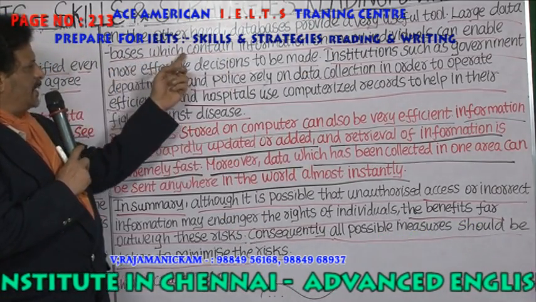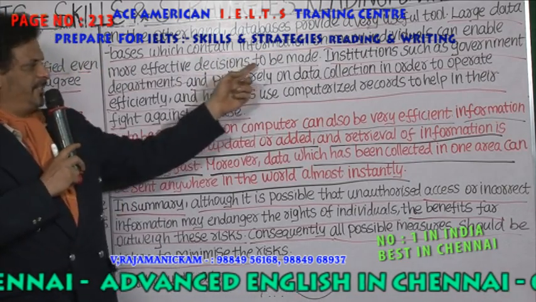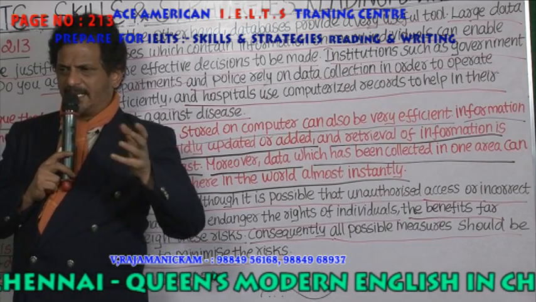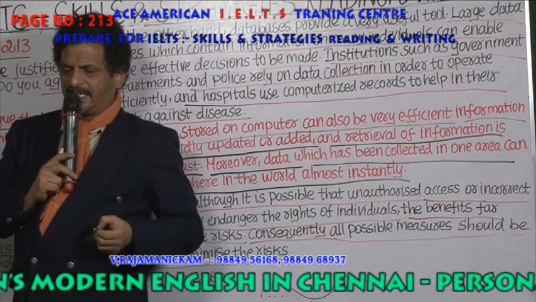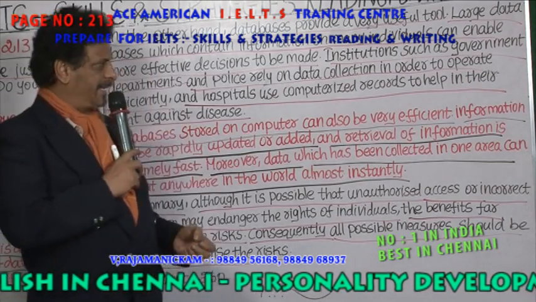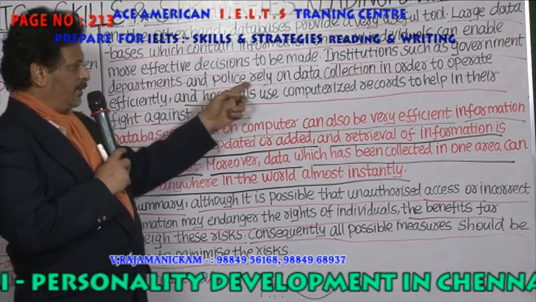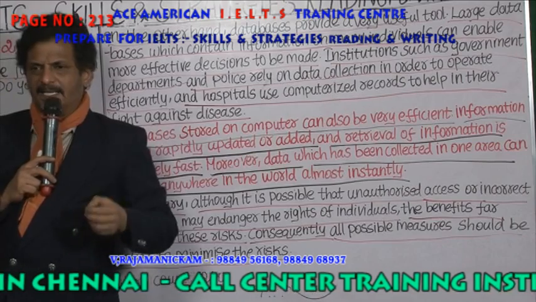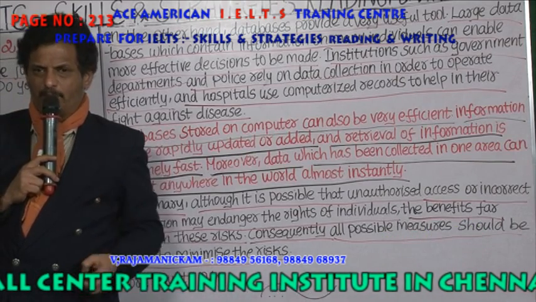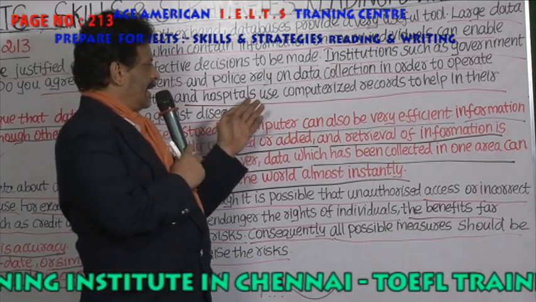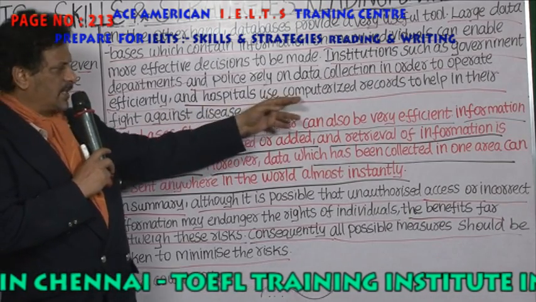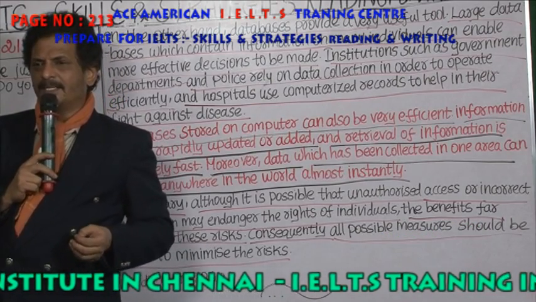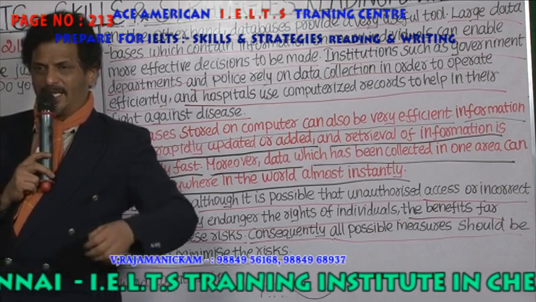உதாரணத்திற்கு, large databases which contain information on many individuals can enable more effective decisions to be made. இந்தியாவிலே 125 கோடி பேர் இருக்கிறார்கள். தமிழ்நாட்டிலே 6 கோடி பேர் இருக்கிறார்கள். அவர்களை பற்றிய அனைத்து தகவல்களையும் பெறும் பொழுது அரசாங்கம் சில திறமையான முடிவுகளை எடுக்கக்கூடிய வாய்ப்புகள் அதிகம் இருக்கிறது. Institutions such as government departments and police rely on data collection in order to operate efficiently. அரசாங்கத்தினுடைய நிறுவனங்களும் போலீஸும் இந்த பெறப்பட்டிருக்கக்கூடிய தகவல்கள் மூலமாக சில நல்ல முடிவுகளை எடுக்கக்கூடிய வாய்ப்பு இருக்கிறது. அதே போன்று and hospitals use computerized records to help in their fight against disease. ஆஸ்பத்திரியிலே உன்னை பற்றிய தகவல்களை கம்ப்யூட்டரிலே பதிவு செய்யும் பொழுது அந்த தகவல்கள் மூலமாக நோய்கள் தீர்க்கப்படலாம்.